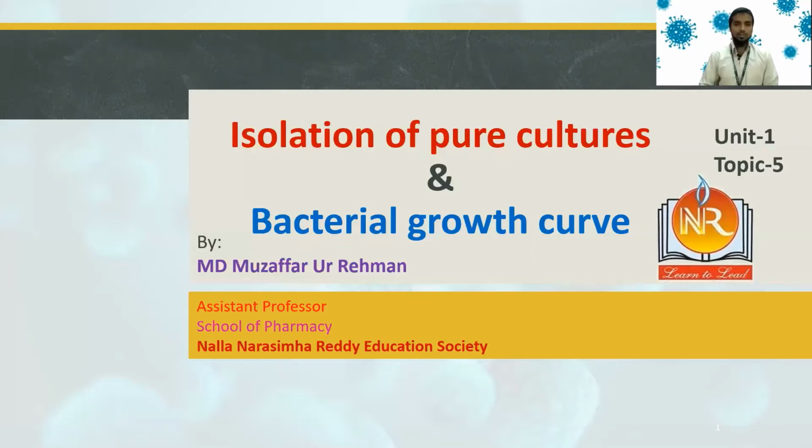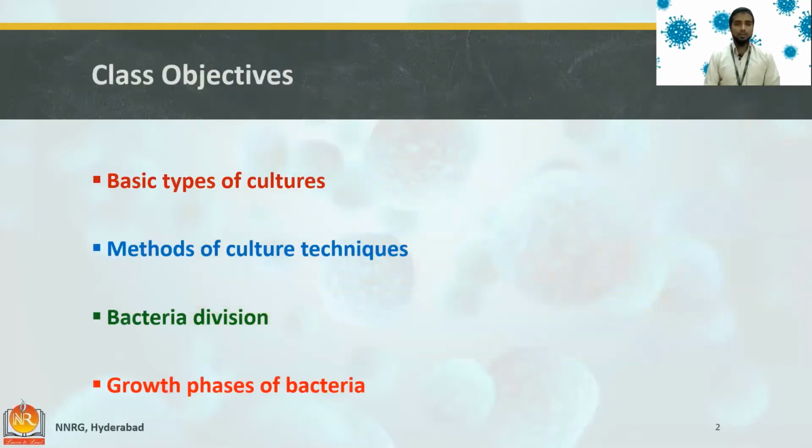So today's class objectives will be, the first thing, to know the basic types of culture. There are basically two types, mixed and pure. We'll see what they are, and after that you need to learn the methods of culture techniques. In what way are the microorganisms inoculated? In what way are the microorganisms added to the culture media in order to grow them? And after that, we'll go on with bacterial division, how they are dividing, and then we'll go with the phases of bacterial growth by looking at a graph, the bacterial growth curve.